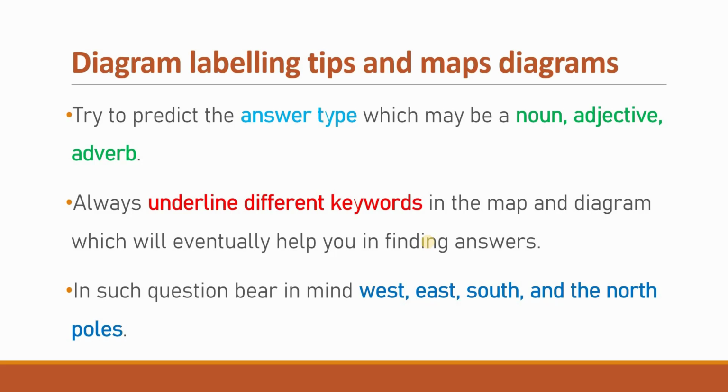In such questions, in maps and diagrams labeling, bear in mind that directions and poles are really important. West, east, south, and north poles. You have to be familiarized with where is the west, where is the east, south, and north poles. You have to have a sketch in your mind about them, because the speaker in the speech will say, for example, that the car is going to the west and then taking a right and then going to the north. So you will have to familiarize yourself with poles.